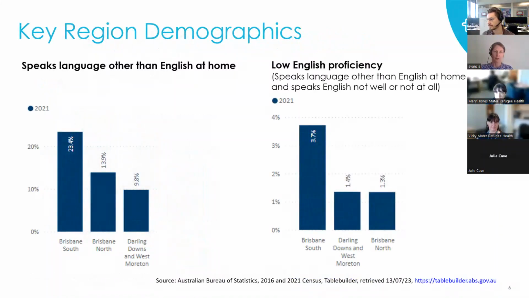And we've also got some demographics of people who speak a language other than English at home and who have low English proficiency. So those that chose in the census that they speak a language other than English at home, and they either speak English not well or not at all. And so we've got some figures there for each of the 3 PHNs. And to us, that's really showing the more vulnerable end of the spectrum where there's the language barriers on top of all the cultural and other barriers that people have to access healthcare.